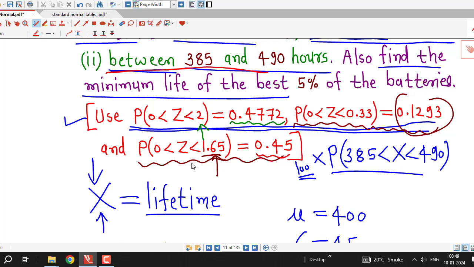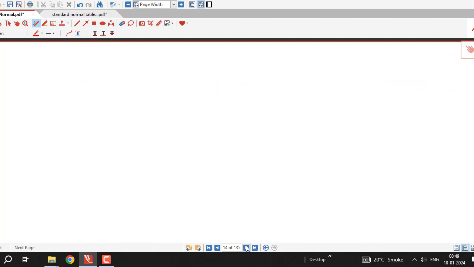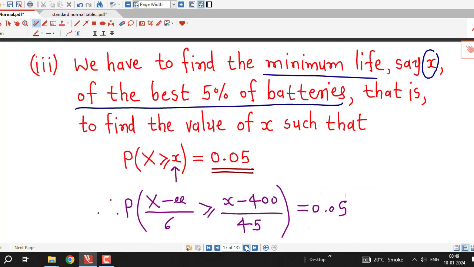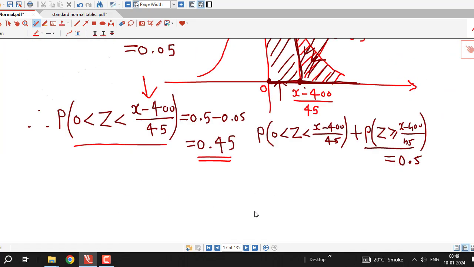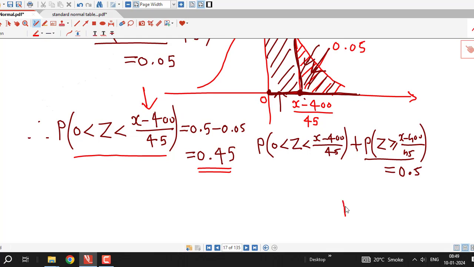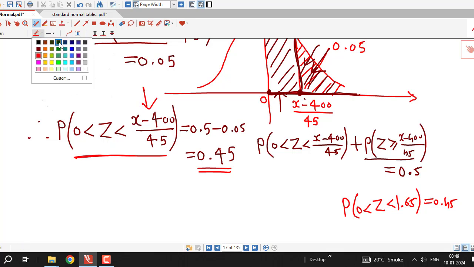Now if you see the table value which is given in the question, they have given that 0.45 is nothing but area between 0 and 1.65. So that we can use here, we can compare. Here they have provided that area between 0 and 1.65 is nothing but 0.45, and here we find that area between 0 and this (x minus 400) over 45 is 0.45.